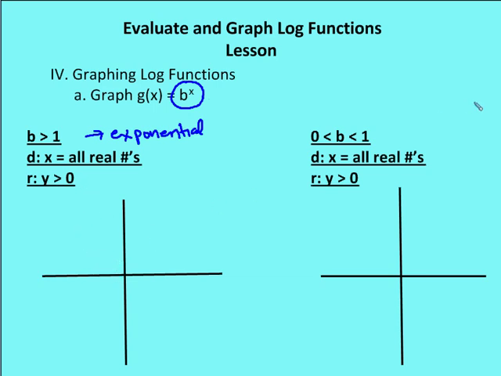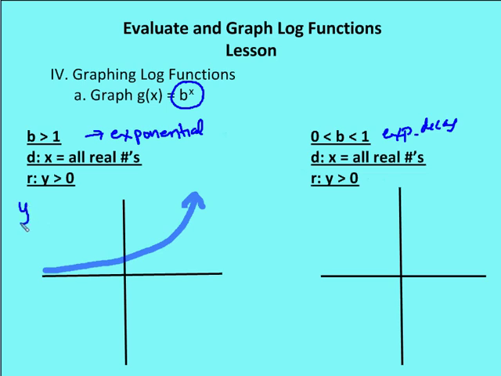So if I were to plot this, it would look something like this graph, which is like an exponential growth curve. Now this looks exactly like an exponential decay curve when b is between 0 and 1. Again, x is all real numbers, so I can substitute any value in for x and get a real number result for y. And regardless of what I put in for x in this case, I'm going to get a positive value out for y.